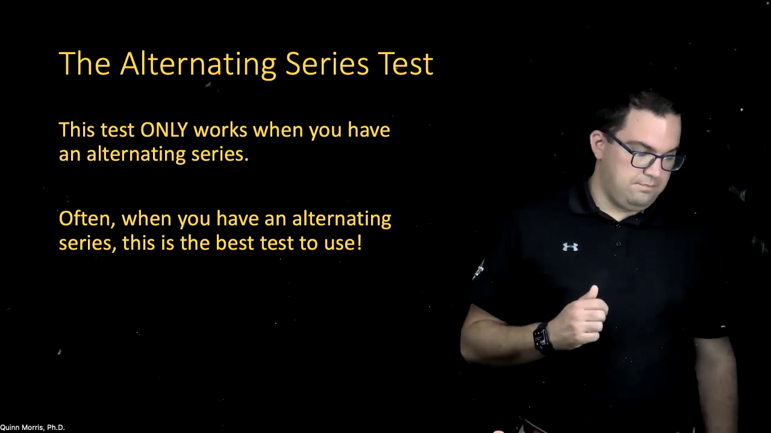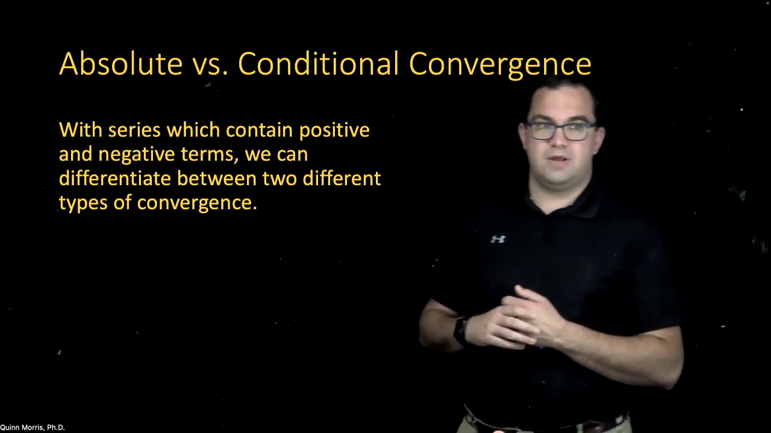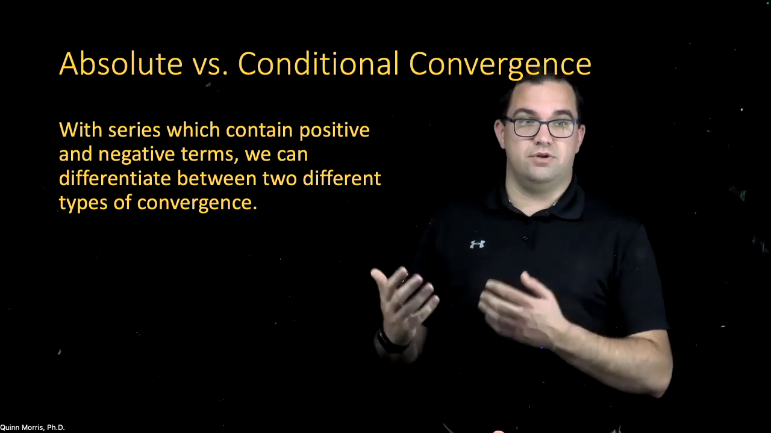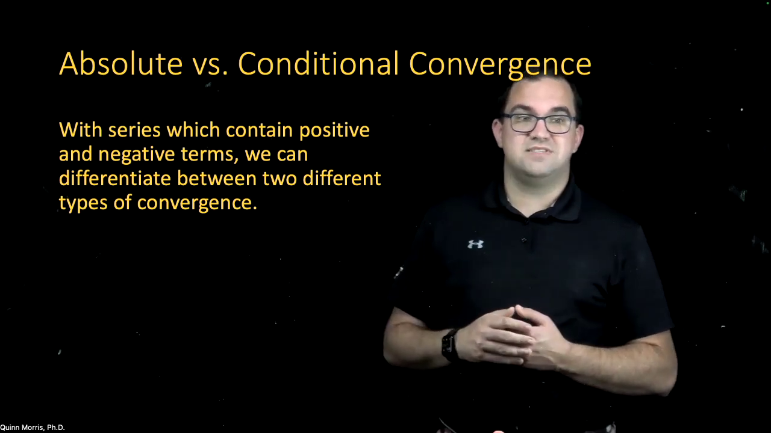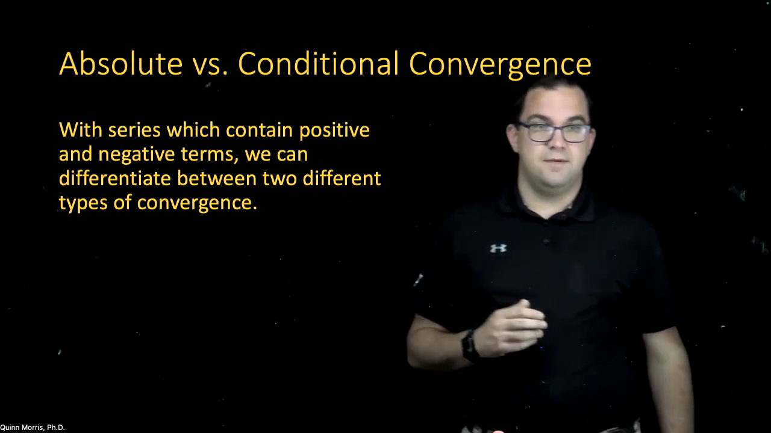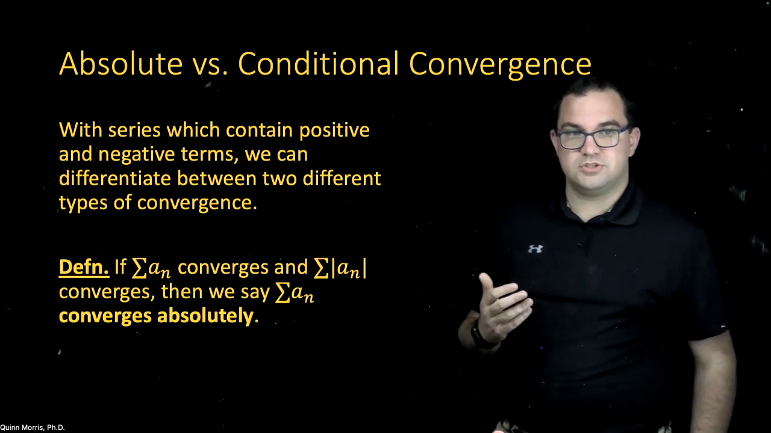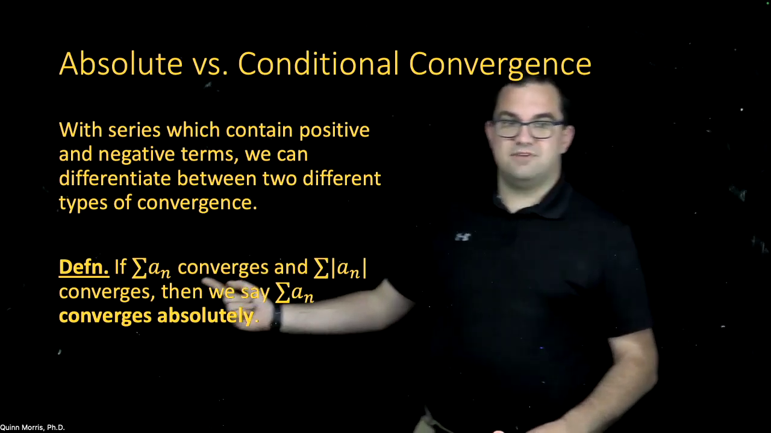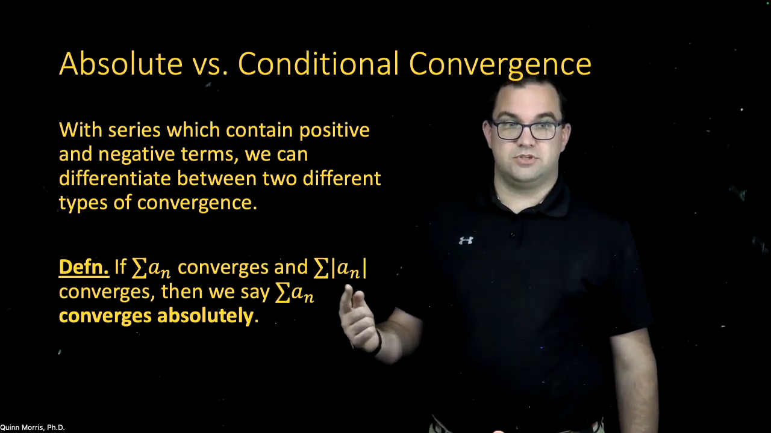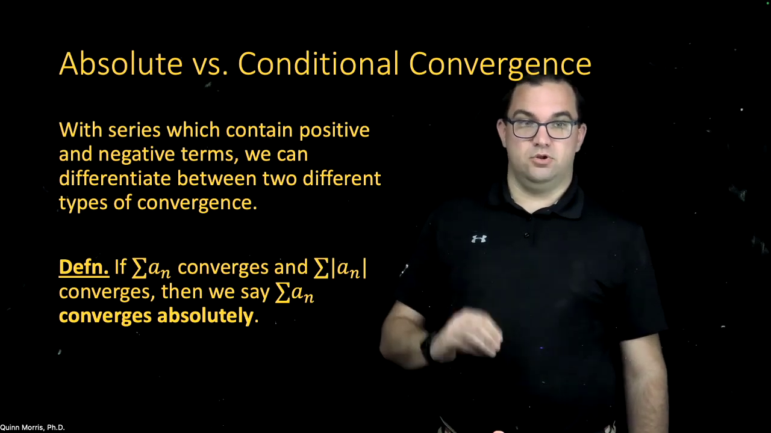Okay. Now, we've started to see a difference here, and we're going to define something called absolute convergence and conditional convergence. So when we have series which contain both positive and negative terms, we can differentiate between two different types of convergence. The first is if we have a series that converges and its series of absolute values converges, then we say that series converges absolutely.